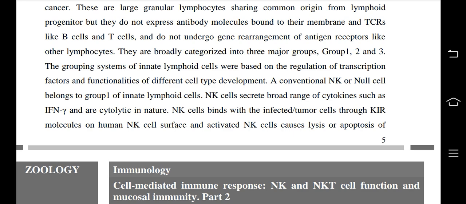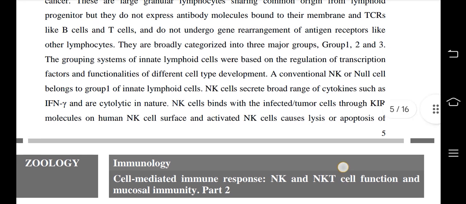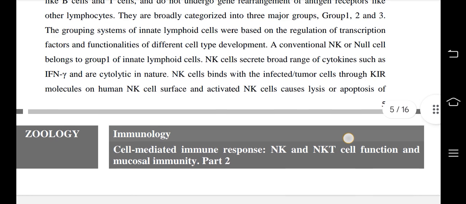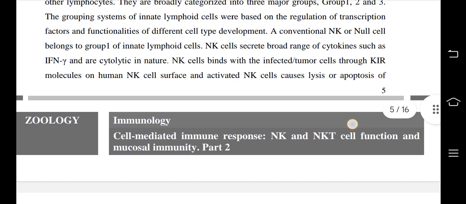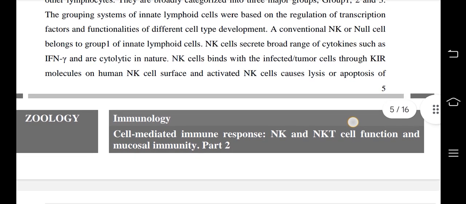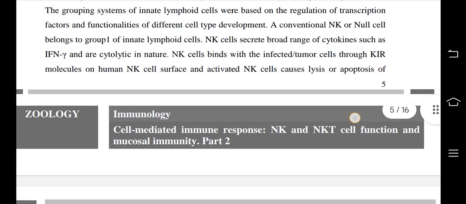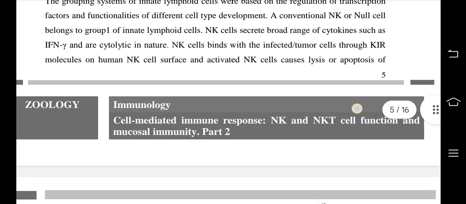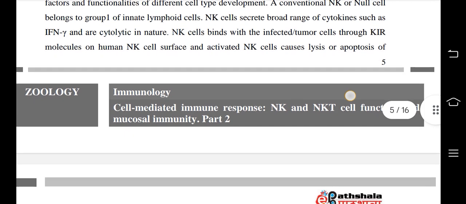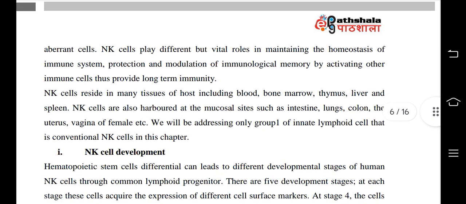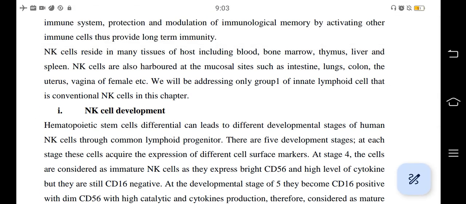The grouping system of innate lymphoid cells is based on the regulation of transcription factors and functionalities of different cell type development. A conventional NK or null cell belongs to group 1 innate lymphoid cells. NK cells secrete a broad range of cytokines such as IFN gamma and are cytolytic in nature. NK cells bind with the infected or tumor cells through KAR molecules on the human NK cell surface, and activated NK cells cause lysis or apoptosis of aberrant cells.